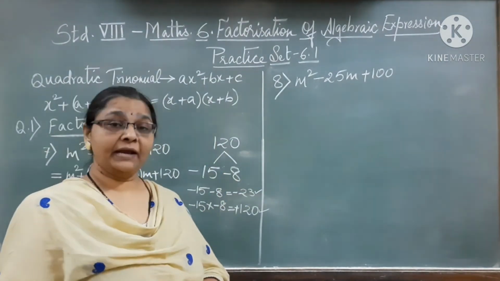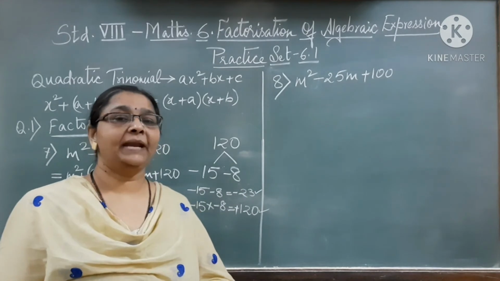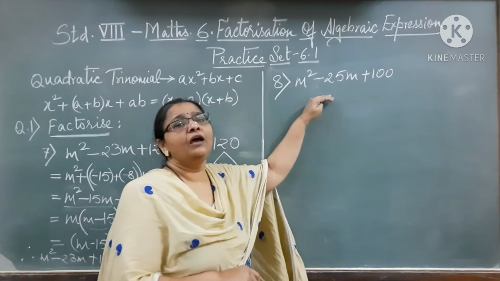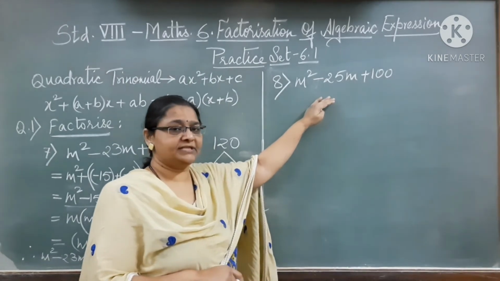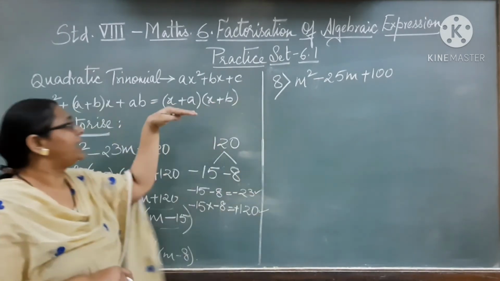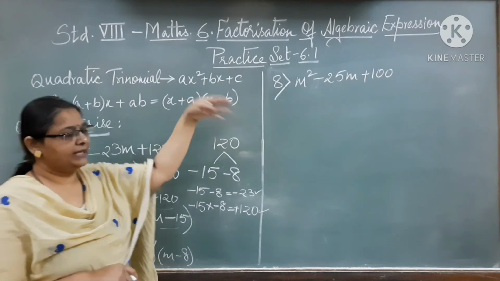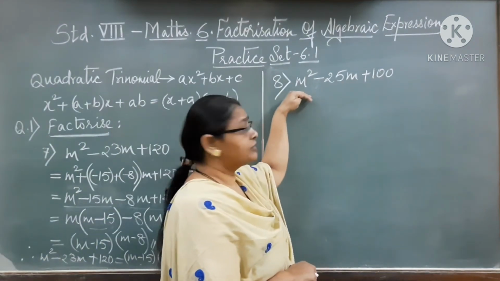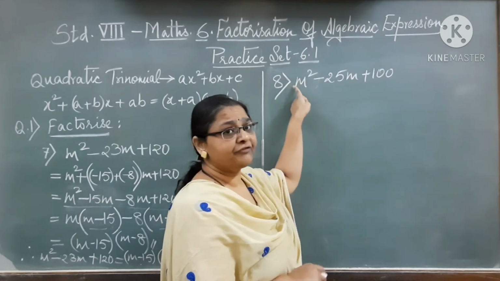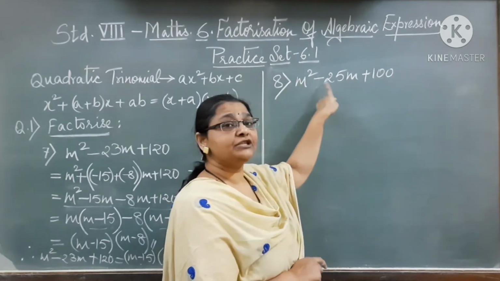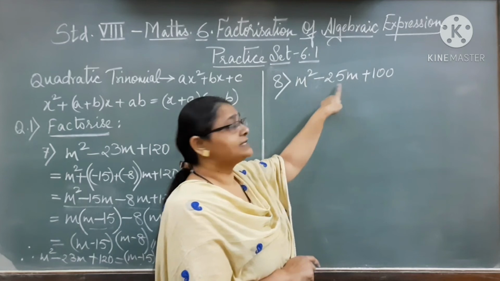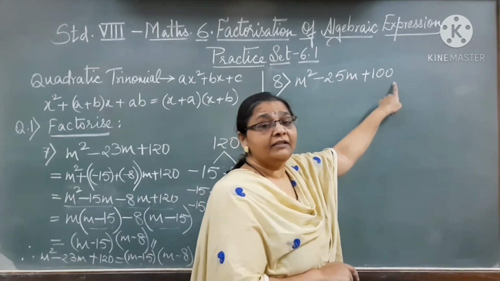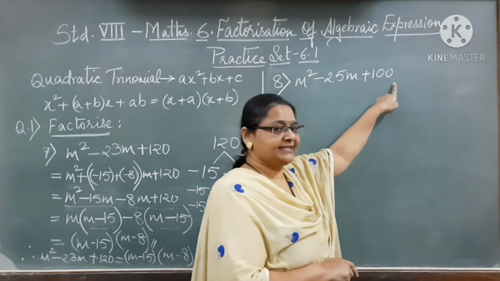M square minus 25M plus 100. This is also very simple. This trinomial, we need to find out the factors of the form x plus a and x plus b. Let us start. Here we have M square as the first term whose coefficient is 1, minus 25M as the middle term, and plus 100 as the third term, which is the constant term.